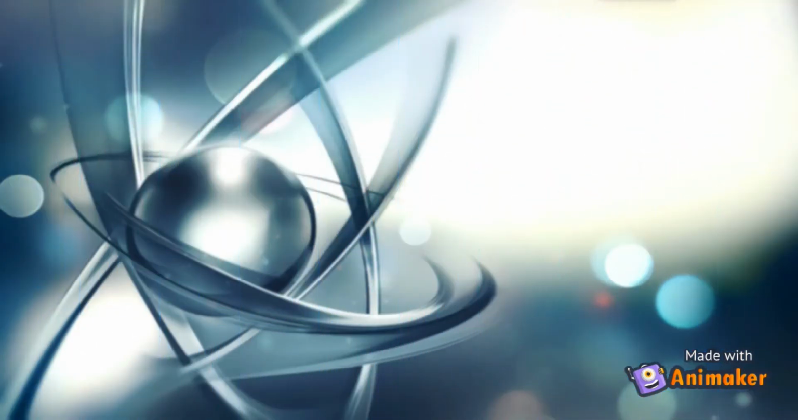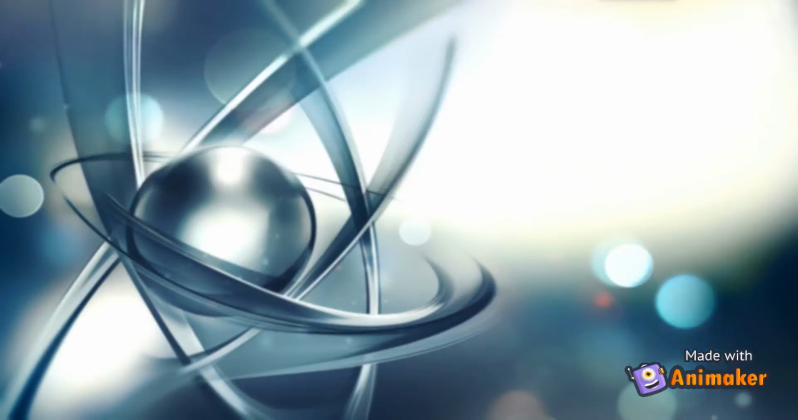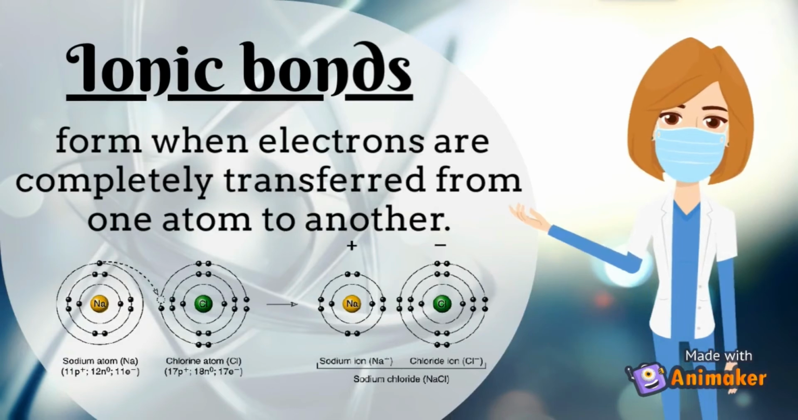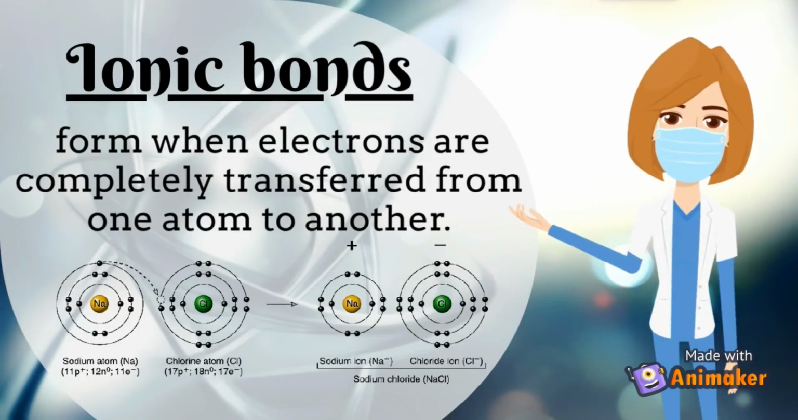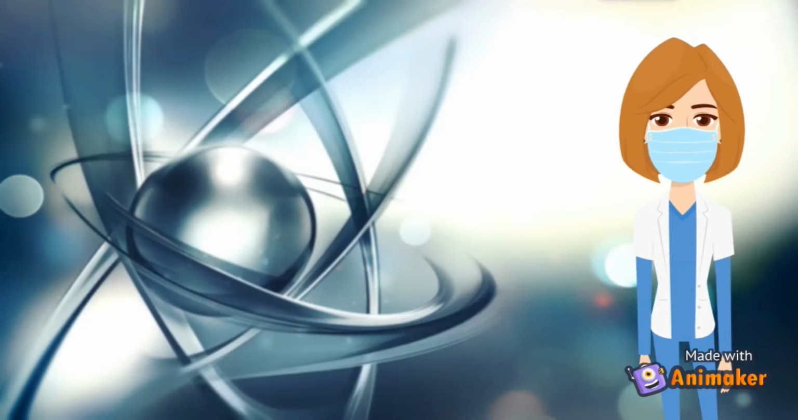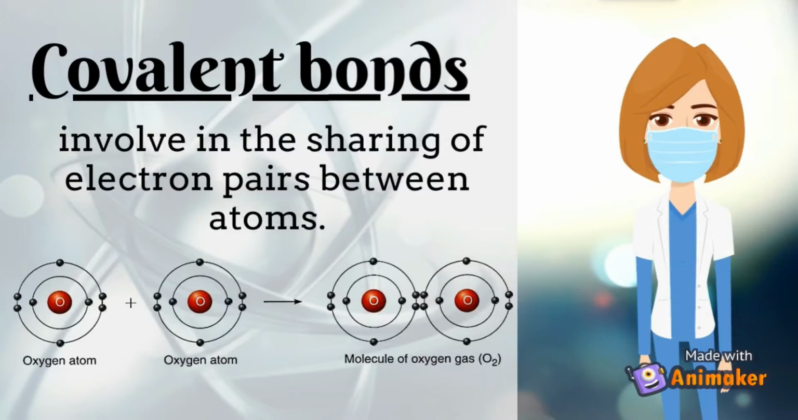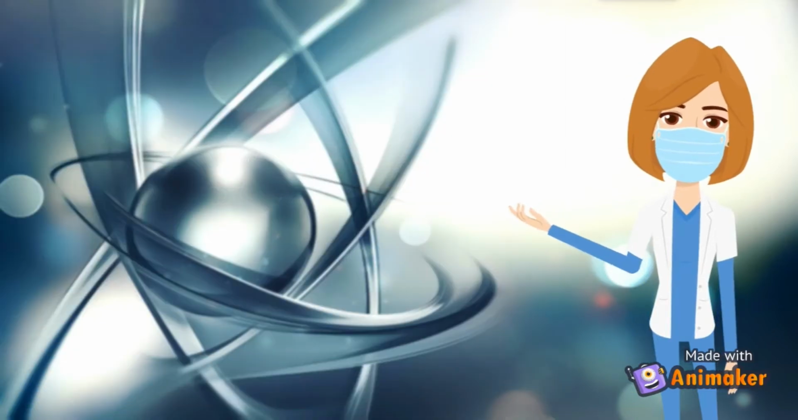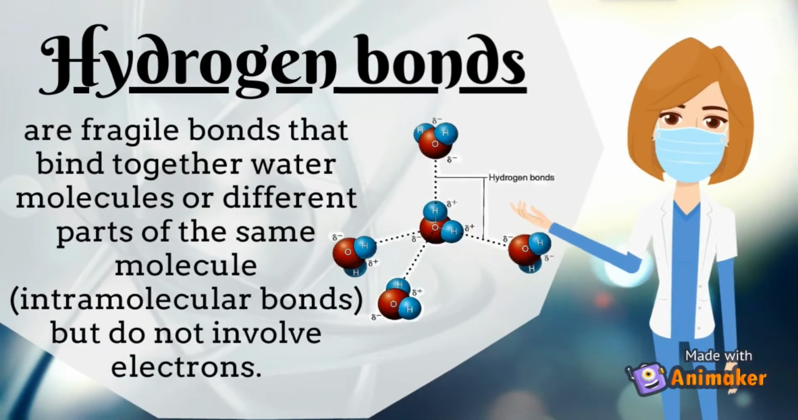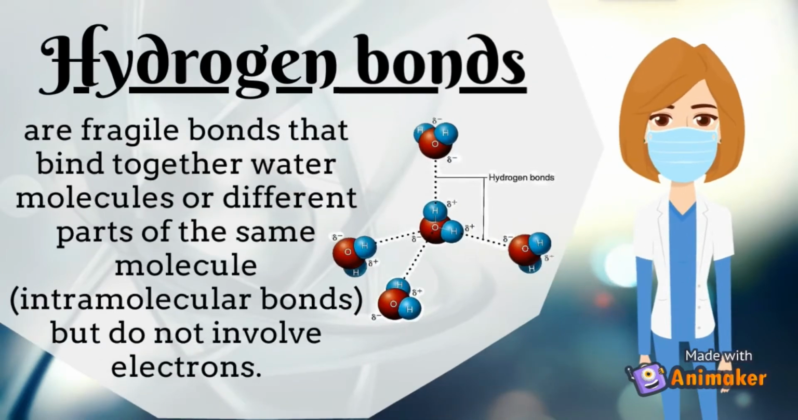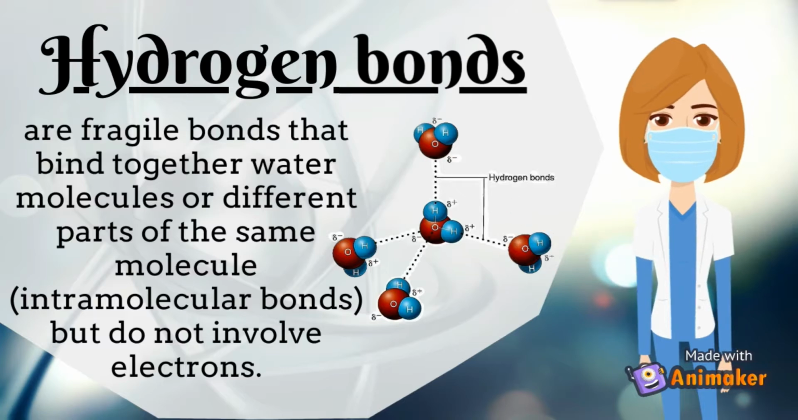There are 3 primary types of chemical bonds, and these are ionic bonds, which form when electrons are completely transferred from one atom to another. Second is covalent bonds, involving the sharing of electron pairs between atoms. And lastly are hydrogen bonds, which are fragile bonds that bind together water molecules or different parts of the same molecule, but do not involve electrons.